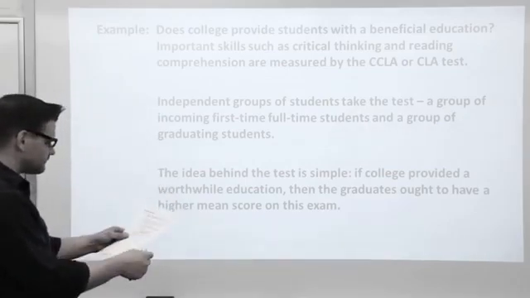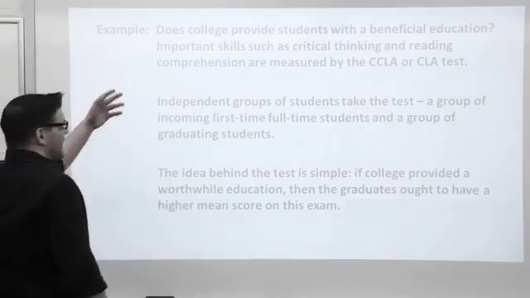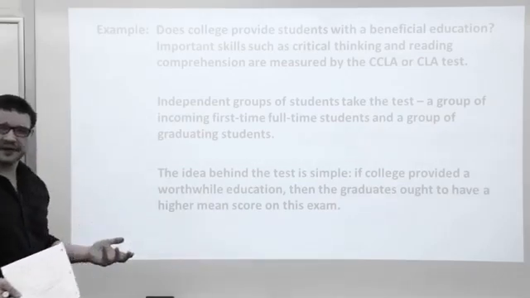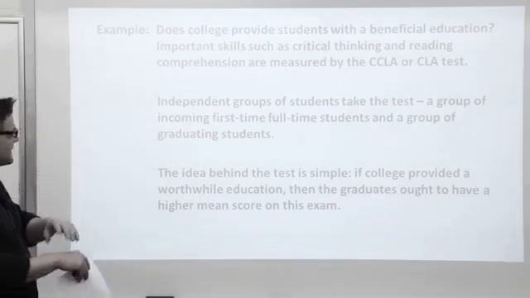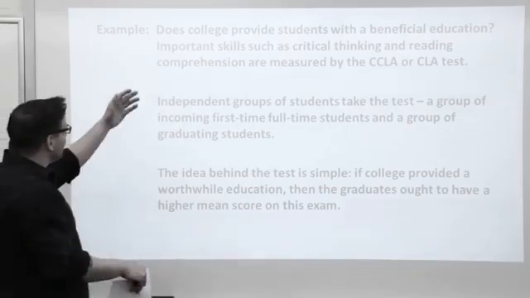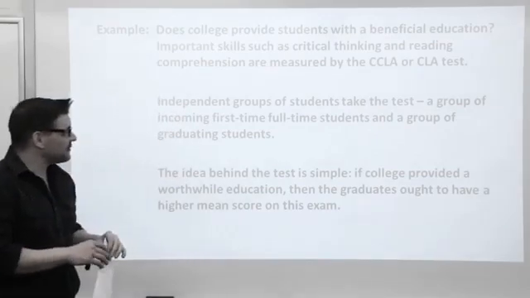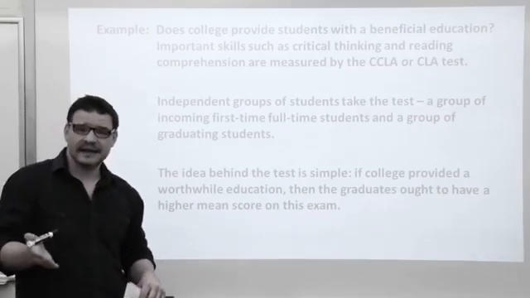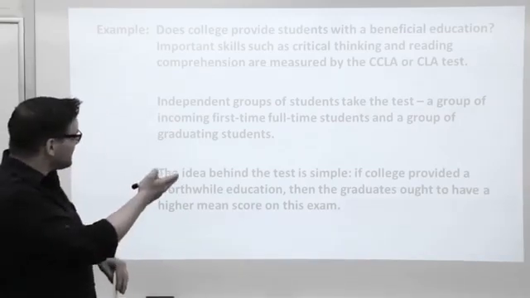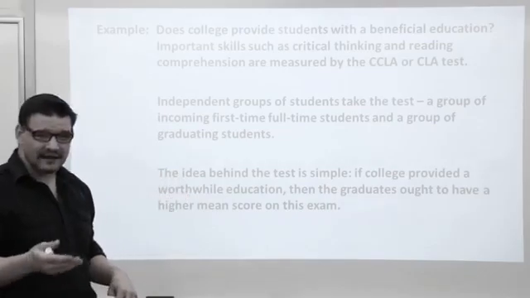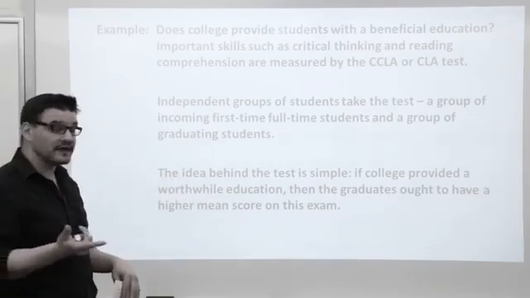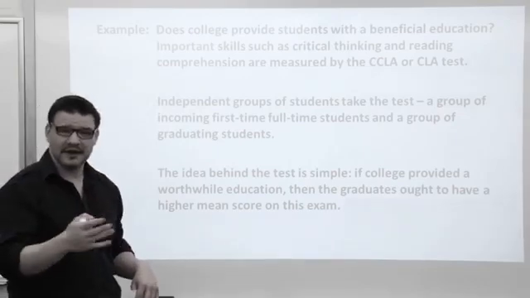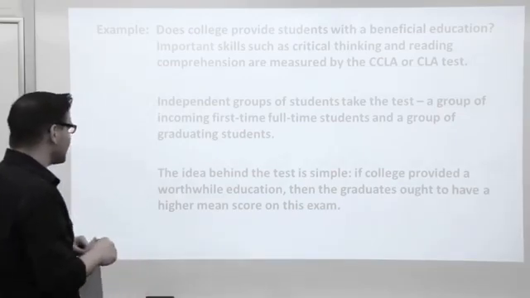Example. You might ask yourself this question here: does college provide students with a beneficial education? Lots of people are asking this question out in the industry. Important skills such as critical thinking and reading comprehension are measured by a test. And there are two tests. At community colleges, it's the CCLA, the Community College Learning Assessment. At four-year schools, it's just the CLA, College Learning Assessment.